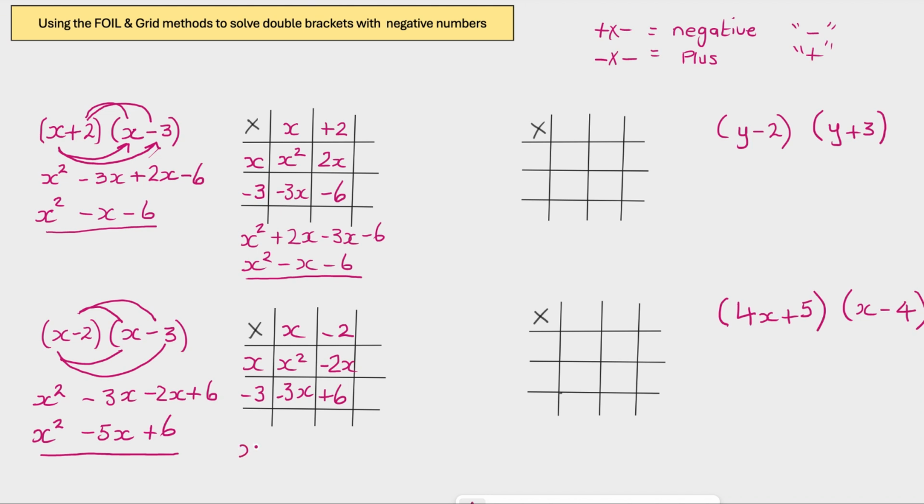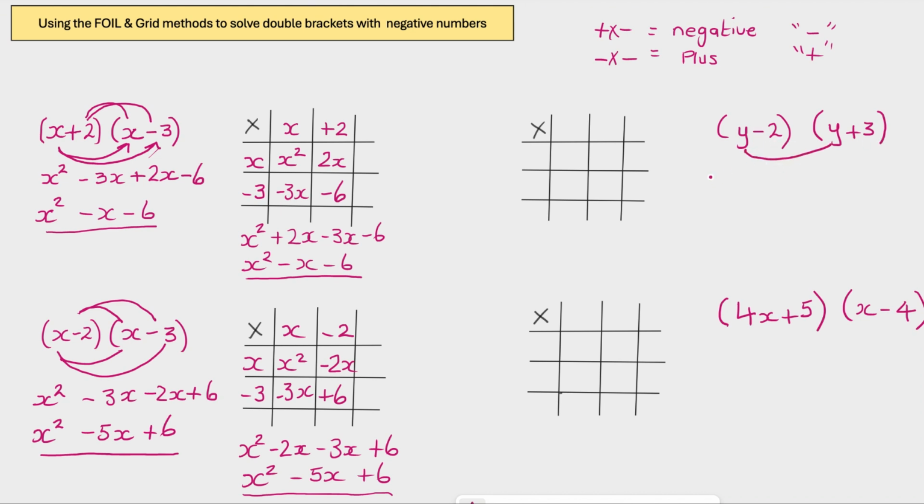Put it all together. And collect like terms and simplify. There you go. Same answer. Different method. And one more on these ones. So we do it again.